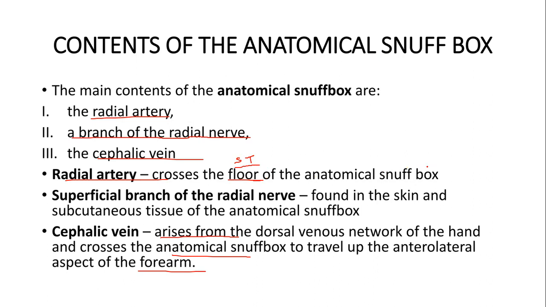to the thumb, the princeps pollicis artery, and one to the radial side of the index finger. So it's an artery to the radial side of the index finger. So it is known as the arteria radialis indicis. Then it will continue to form the deep palmar arch.